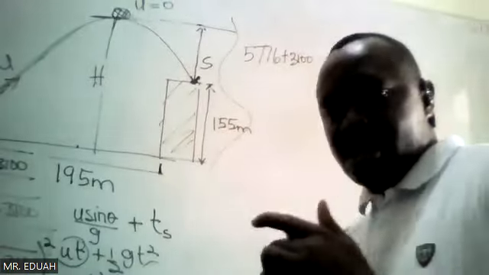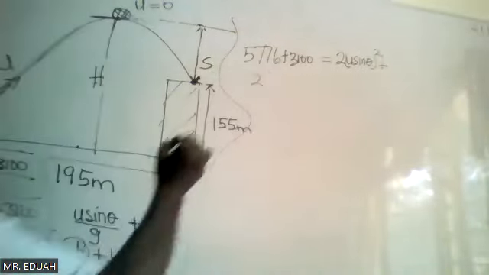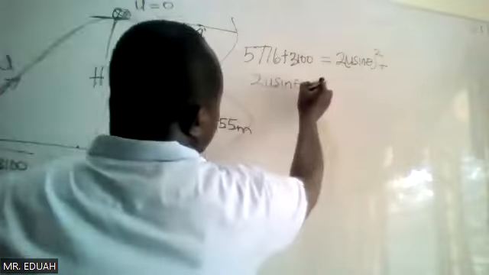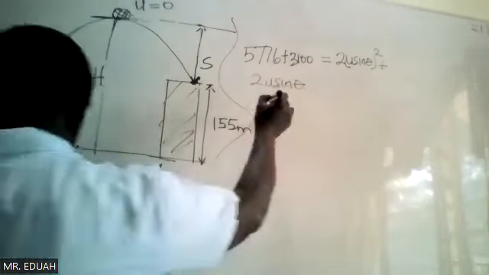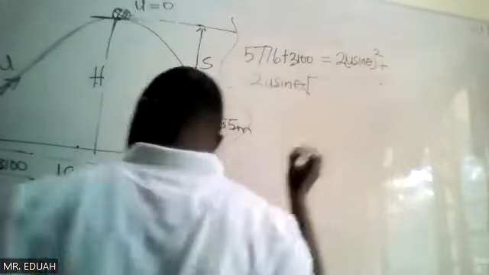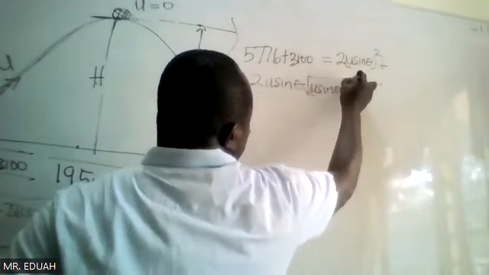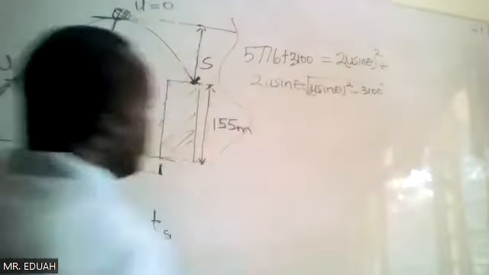Plus 2 u sine theta times this squared, okay, times that. So u sine theta squared minus 3,100.